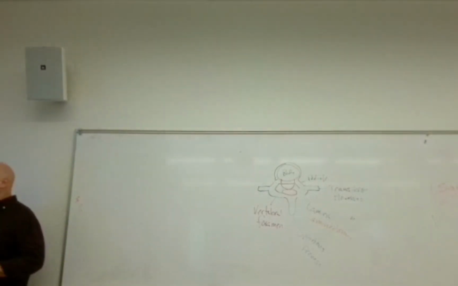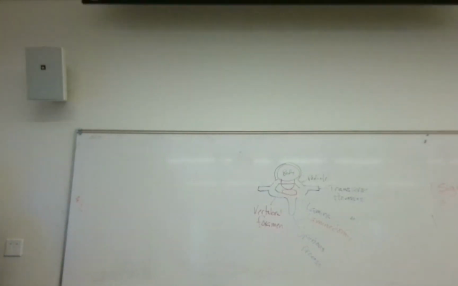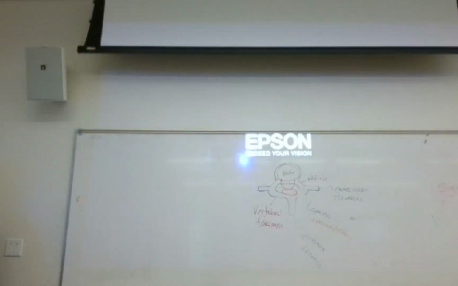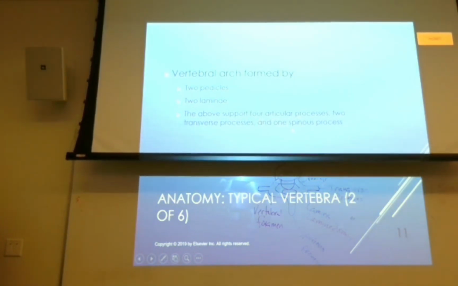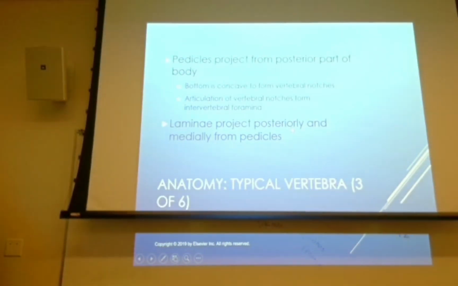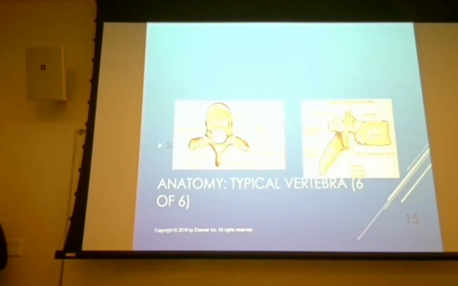All right, so any questions on the vertebral anatomy? We'll look at the intervertebral foramen here in just a second and what it looks like. The vertebral arch is formed by those things that I was talking about before, the pedicles and the lamina. That just describes everything I just drew. So we're going to go on past that, and that's what it looks like.